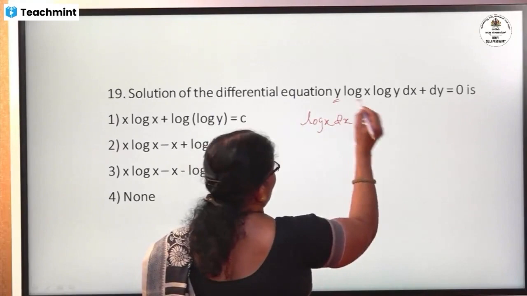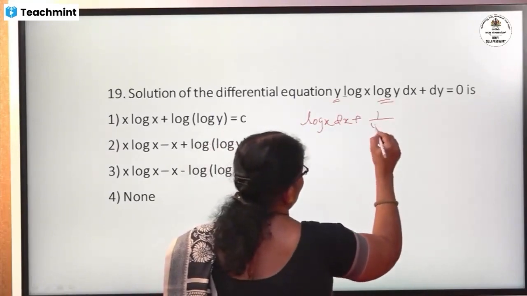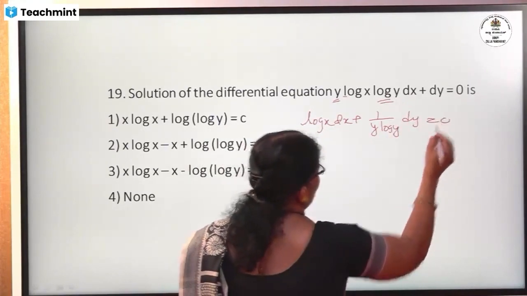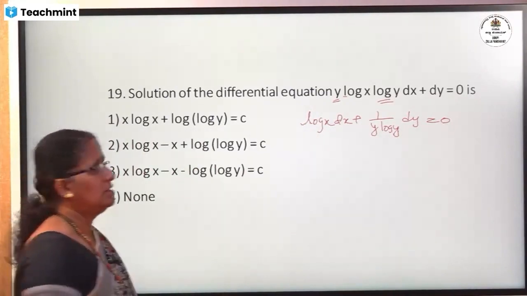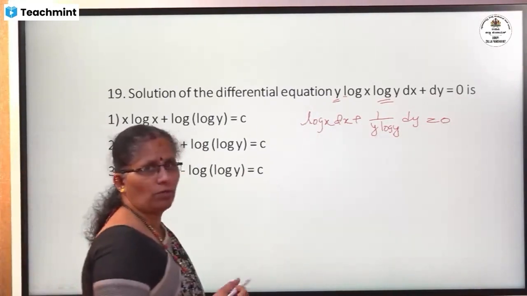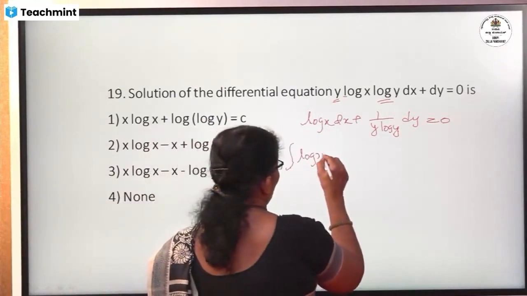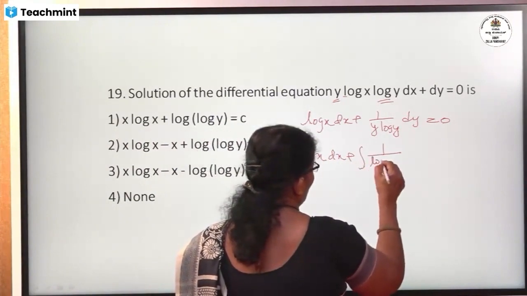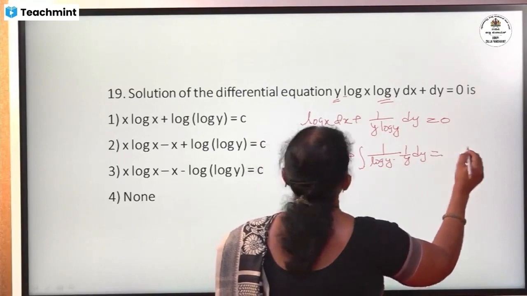And this y and log y I don't want here, so I will shift it there. Can you see that the variables are separated now? So I just have to integrate the integral of log x dx plus the integral of 1 by log y into 1 by y dy equal to c.